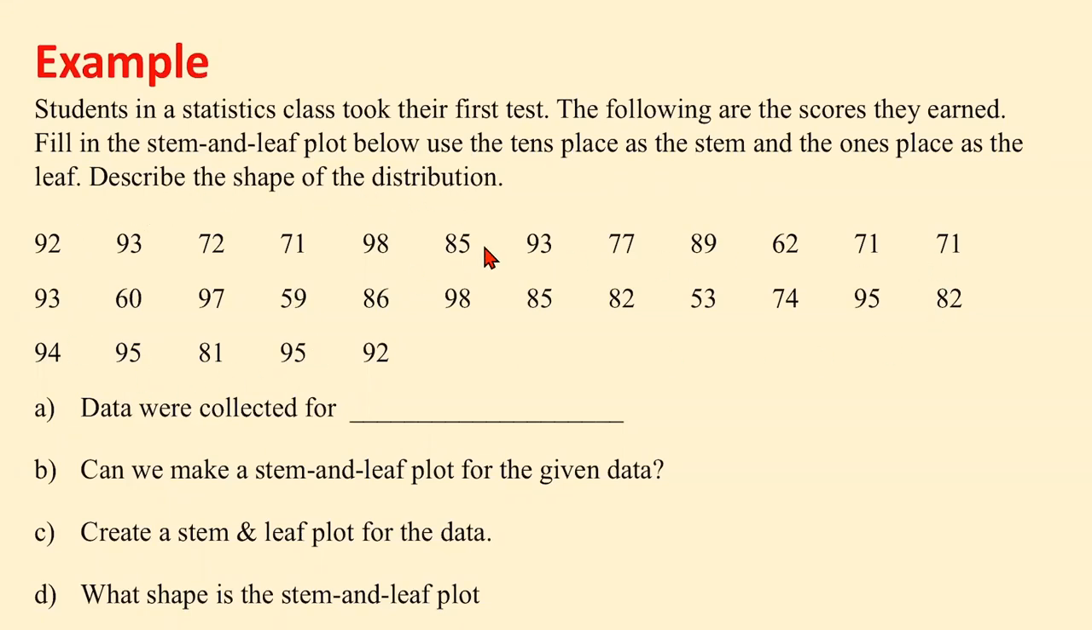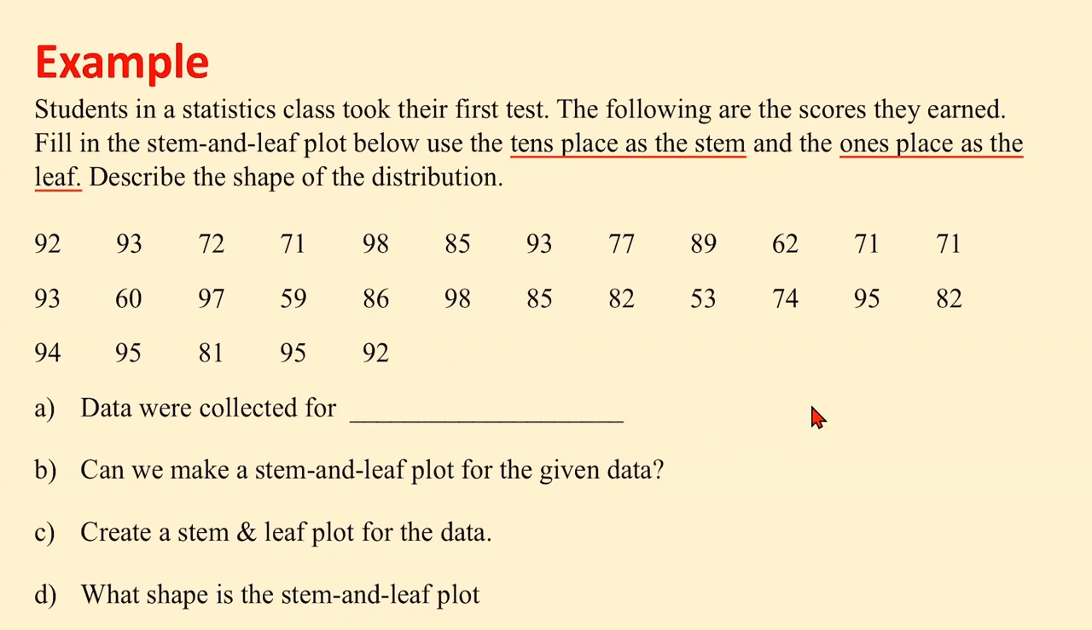So the data is given here and we have to construct a stem and leaf plot. Normally, in a stem and leaf plot, we consider the rightmost digit as the leaf and the remaining digits as the stem. Here we have two-digit numbers only, so in this case, the tens place digit will be the stem and the ones place will be the leaf.